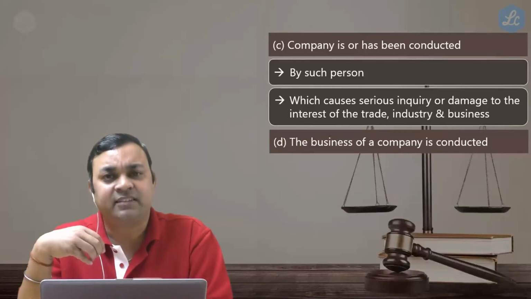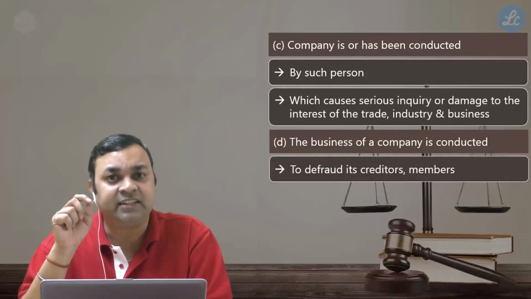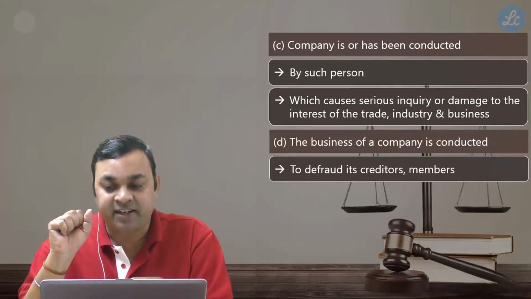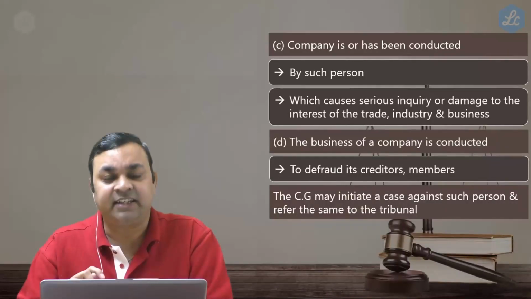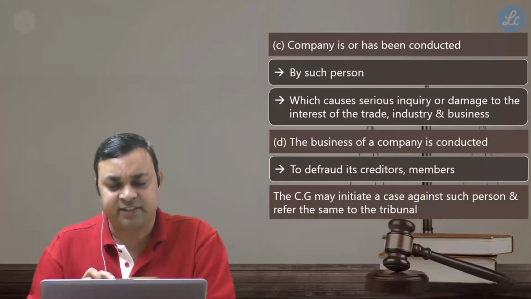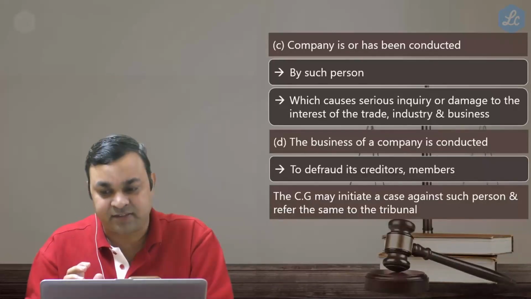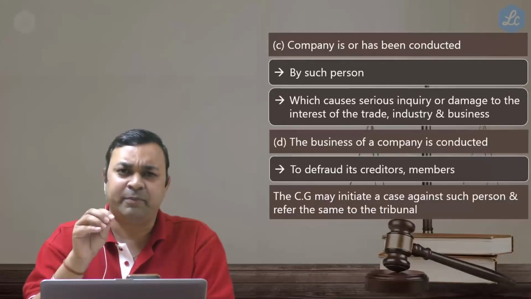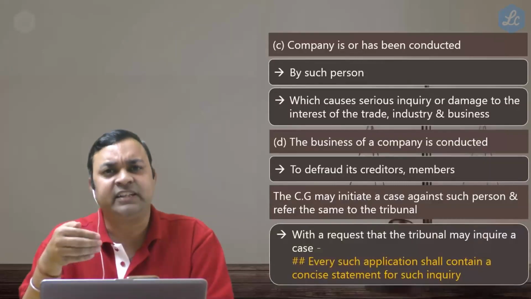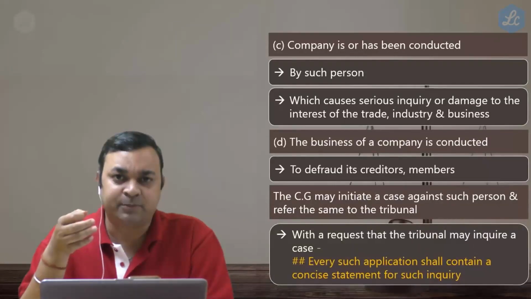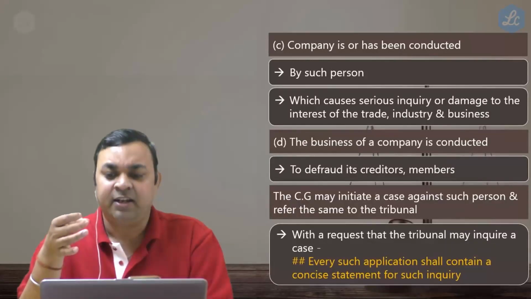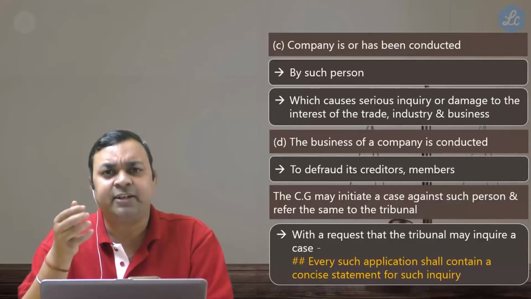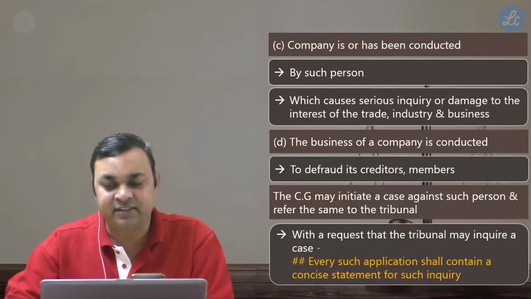If the business of the company is conducted with the main intention to cheat or defraud the creditors or members, in that case the central government has the power to initiate a case and file a suit against such person, and afterwards refer that person to the tribunal with a request that the tribunal may inquire into the case and initiate action against such default, whether prescribed by a member, by the central government, or by any person defrauded. You need to provide a statement, and a logic for what is the reason behind this.